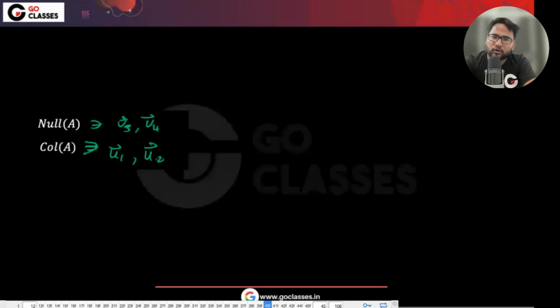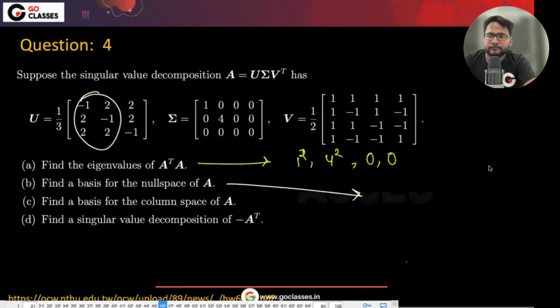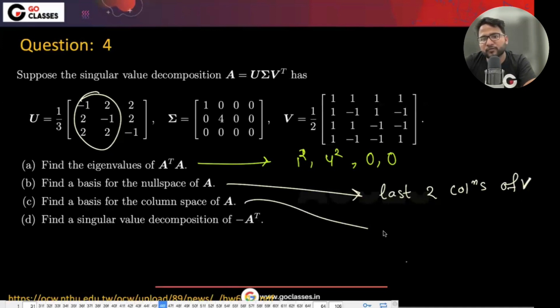So what is the answer? Last two columns of V. Find the basis for null space of A. Sorry, this was the null space only. Okay, this is null space. They're asking column space. For the column space, what is the answer? Yeah, first two columns of U, right? First two columns of U.